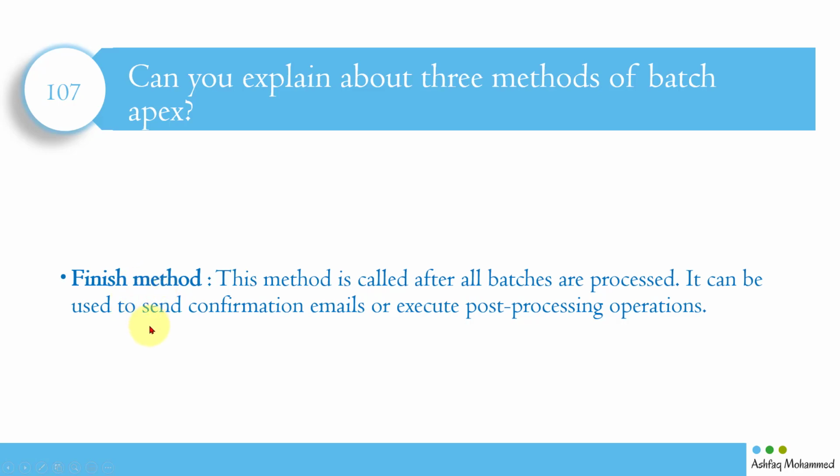Generally, this method is used to send a notification to whoever it is, to say that the batch has been processed. You can also give details like this batch contained so many records, and from those records this many have been processed and this many have failed. So the finish method is also a compulsory method. Even if you don't have anything to write, you still have to implement it. Cool. So let's go to the next question.